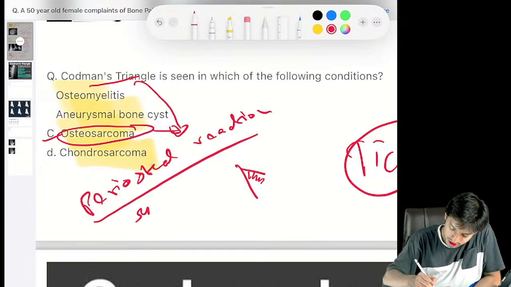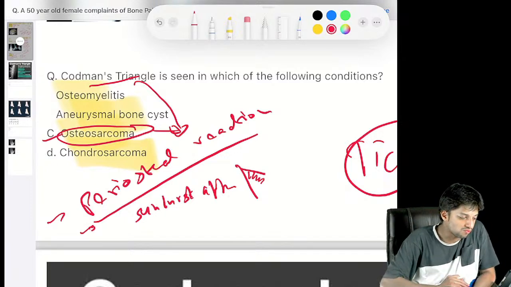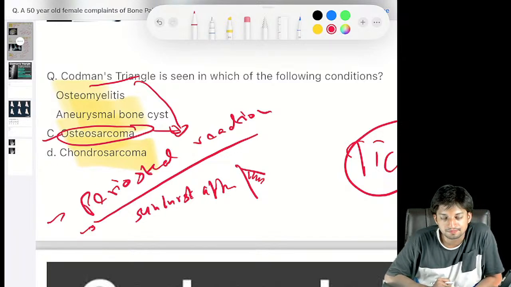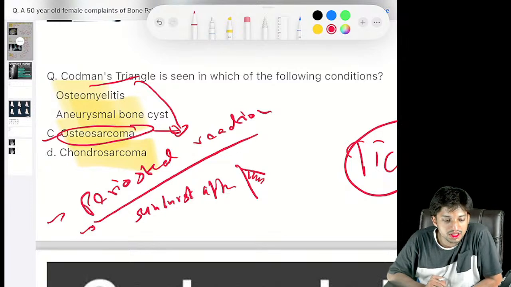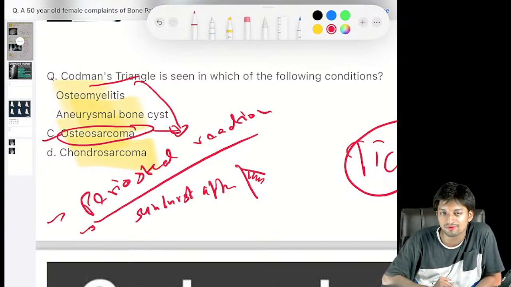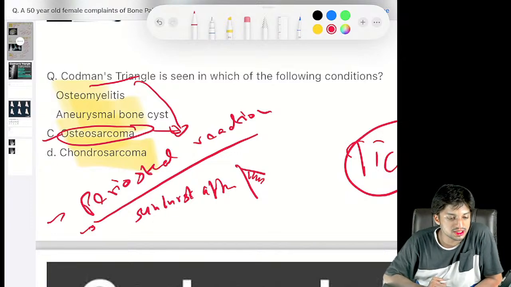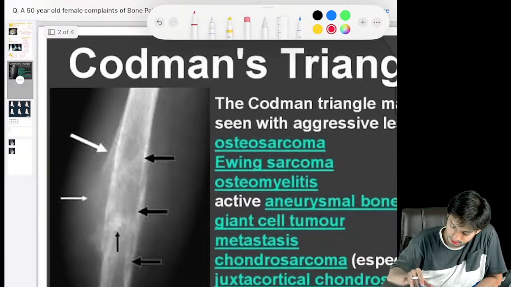You can also see sunburst appearance. ठीक है? Sunburst appearance. These two things you can see in osteogenic sarcoma. याद आया? Now, periosteal, yes. Ewing's, Dr. Saichand Magdula, yes, you are writing Ewing's. It is onion peel-like appearance, है ना? Sunray or sunburst appearance, yes. Dr. Saichand, very good. So, here comes the Codman's triangle.